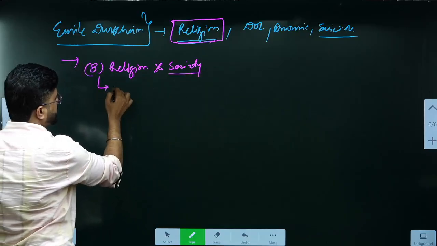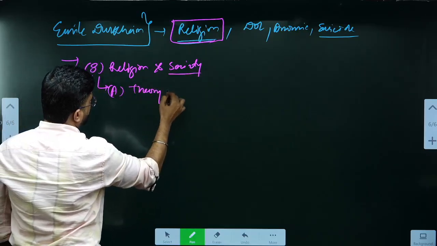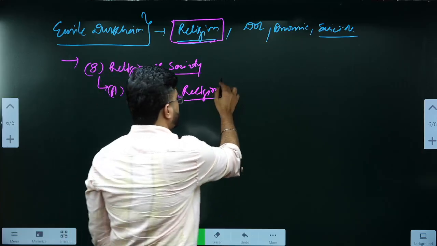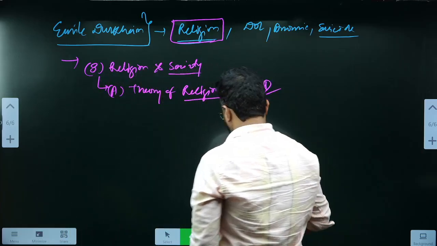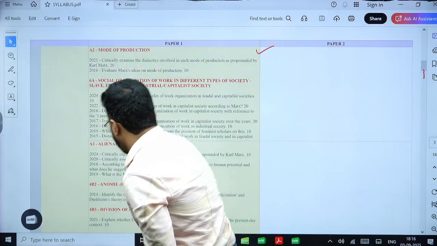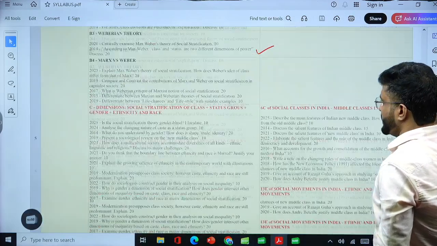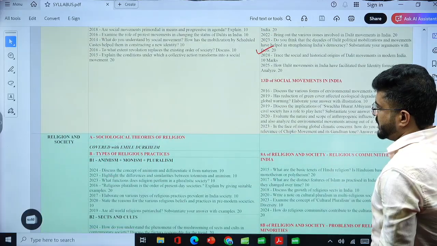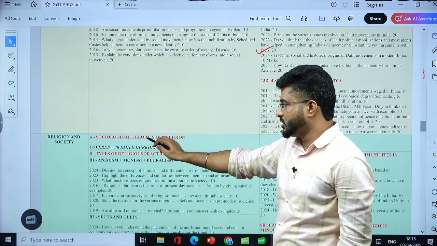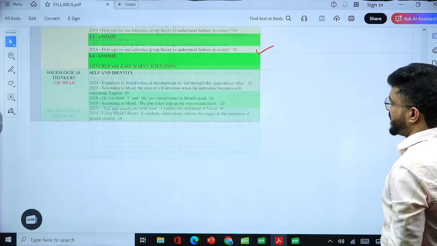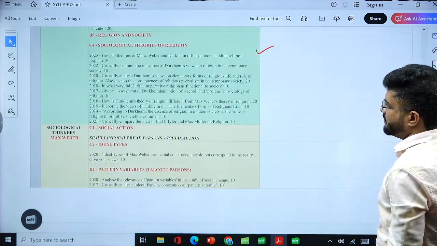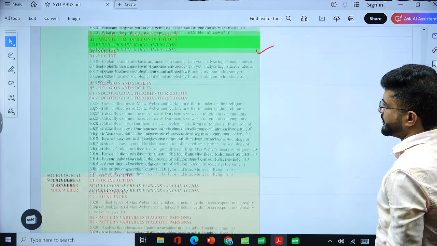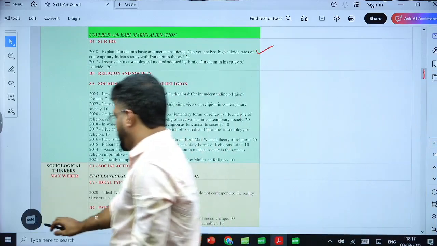Here you have section A, which talks about theory of religion. Go and see the PYQs there. Most of the PYQs are of Emil Durkheim. Okay, I will show you the PYQs now. Religion and society, section A, sociological theories of religion, which in my chart I have covered with the Emil Durkheim part here itself. What are the questions?